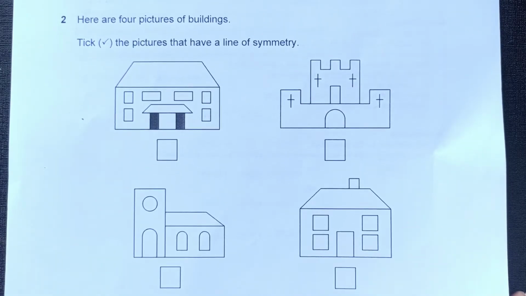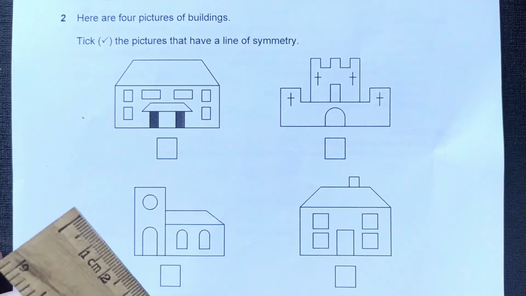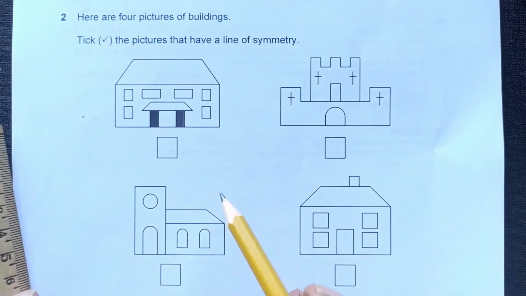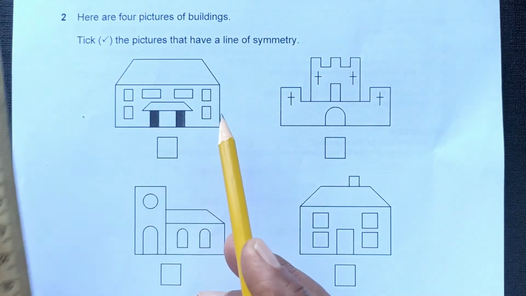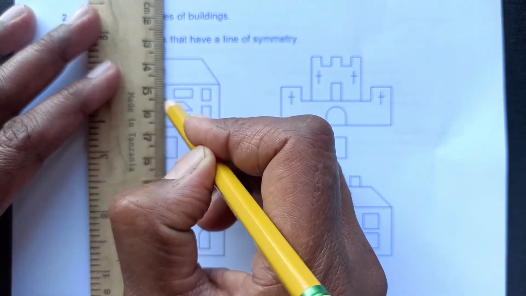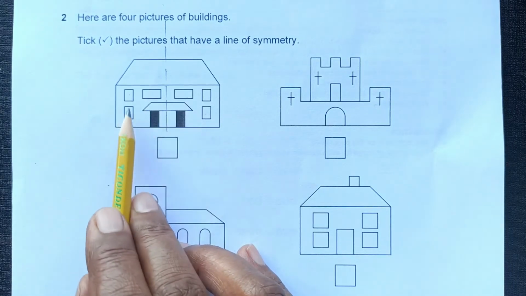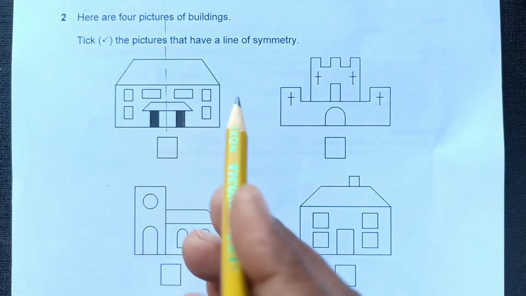Now number 2, we have a beautiful diagram here. Here are 4 pictures of the buildings. Tick the picture that has a line of symmetry. So we need to see which one gives a line of symmetry. A line of symmetry is a line where you can see on both sides the same diagram. So if I draw a line like this here, you can see on both sides we have the same. This window is here, these 2 windows, they are symmetrical.